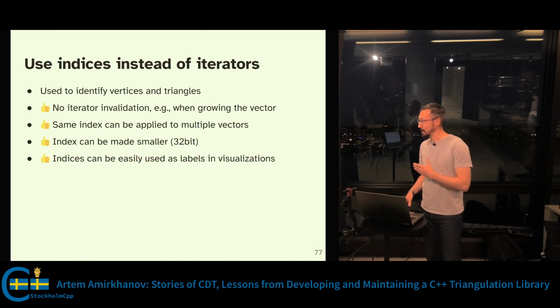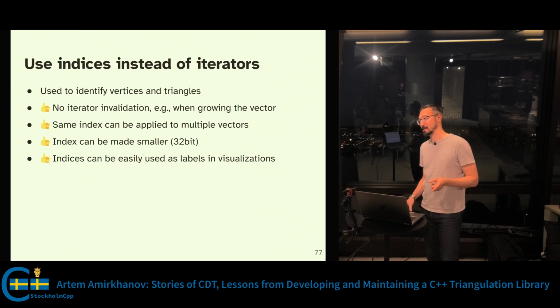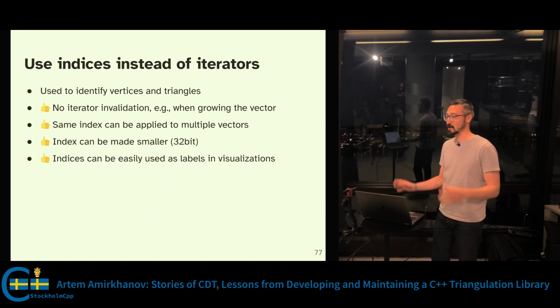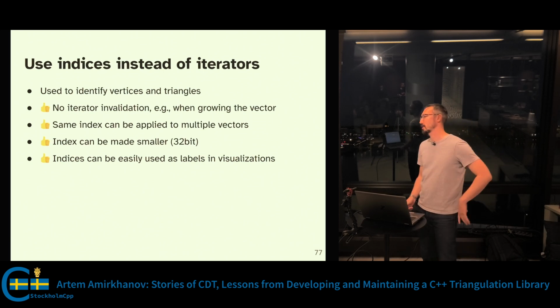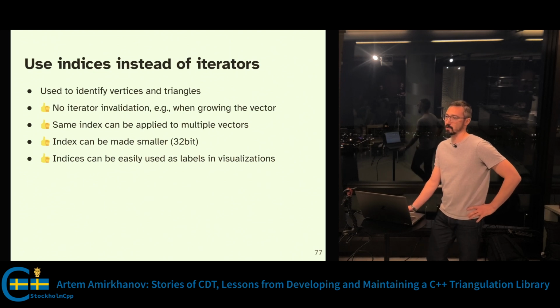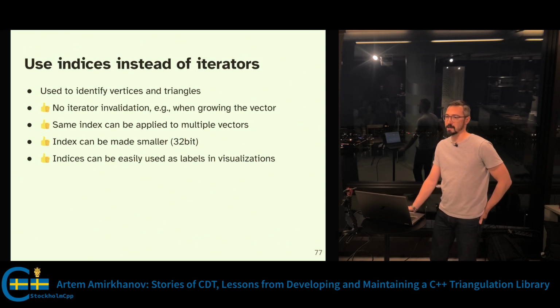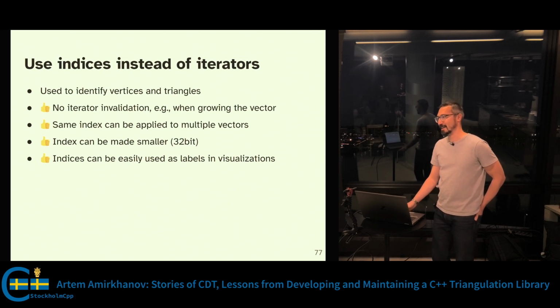Because no iterator invalidation problems when the vector resizes. You can use the same index to address multiple vectors, in case you decided to do a structure of arrays approach. The indices can be made smaller, like 32 bits. That's the case for the CDT. By default, it uses 32-bit indices, because I did the math to see what the input size should be if I need to address more than 30 bits, and it's a lot. So if you have this kind of scale problem, it's okay to flip a CMake flag.